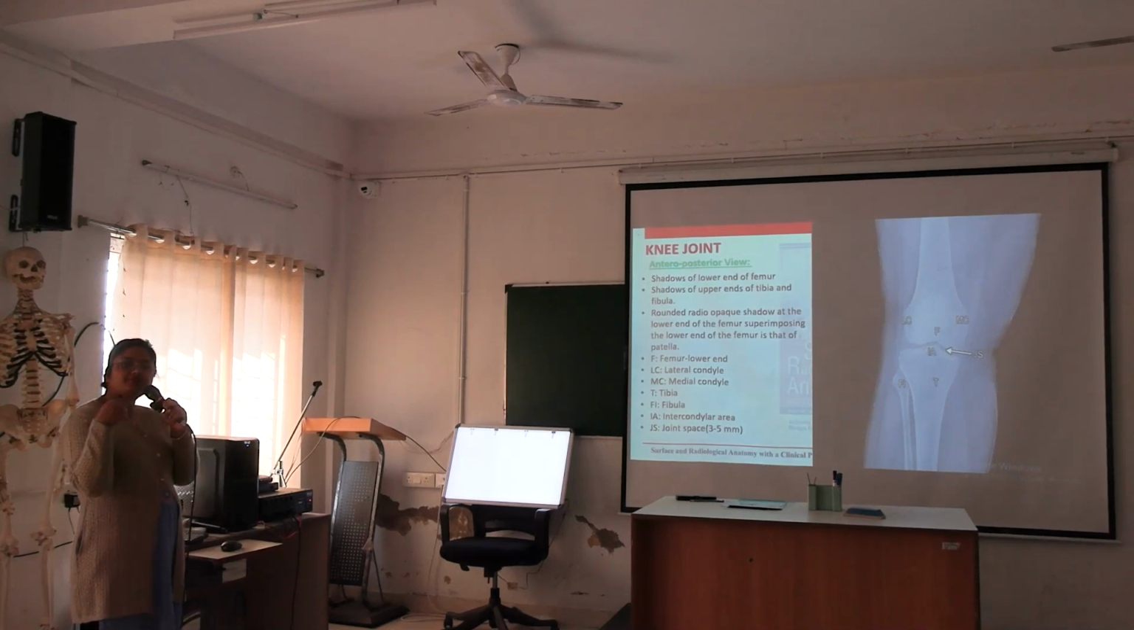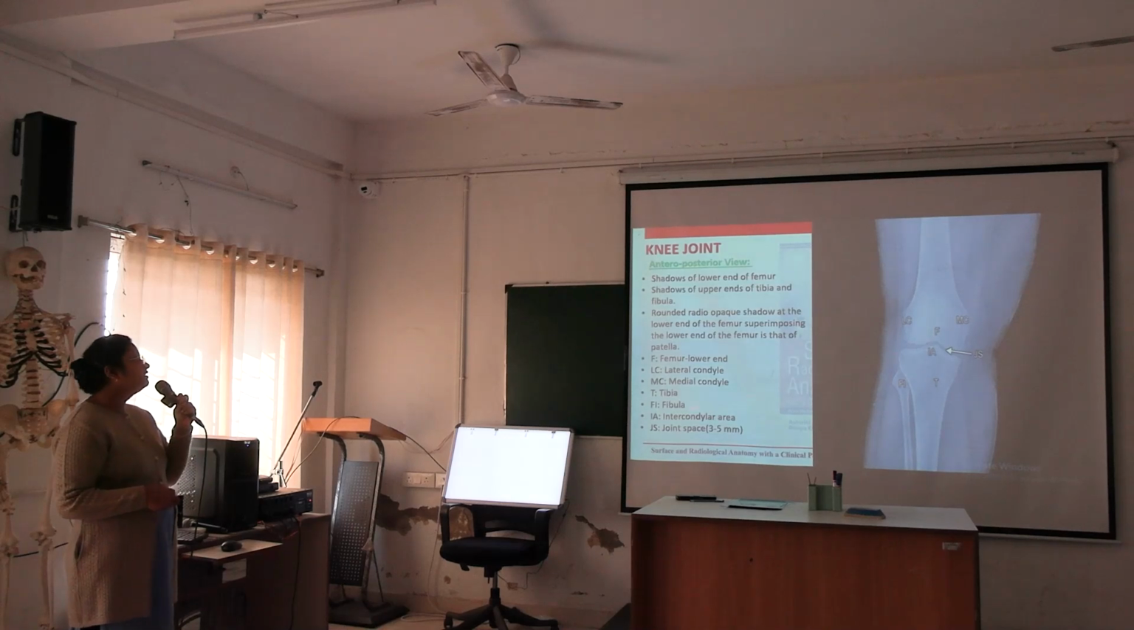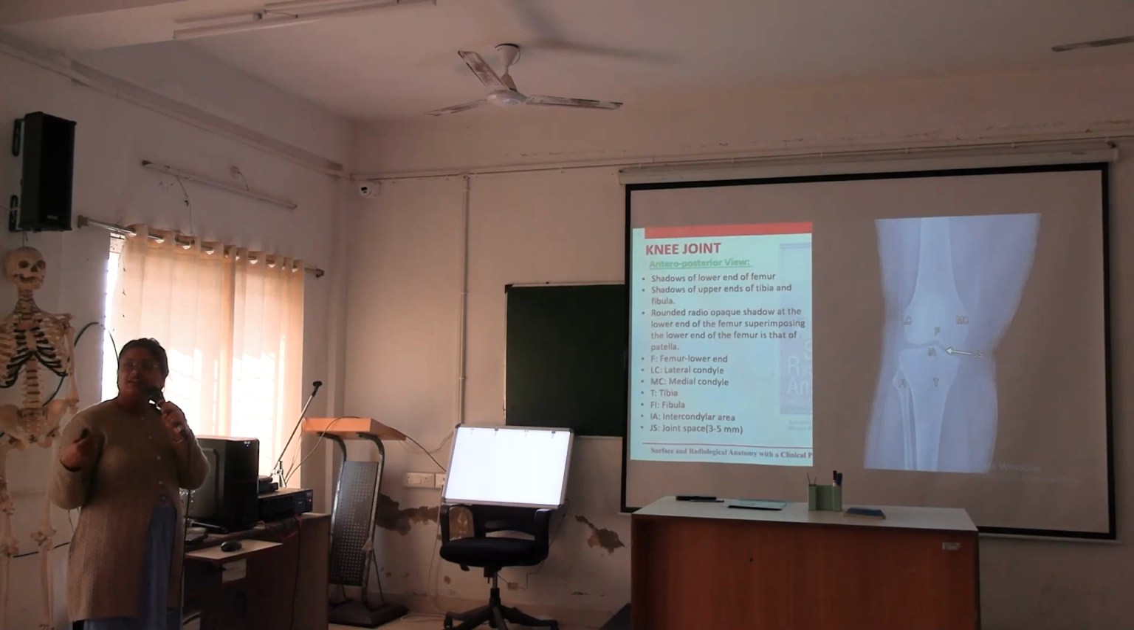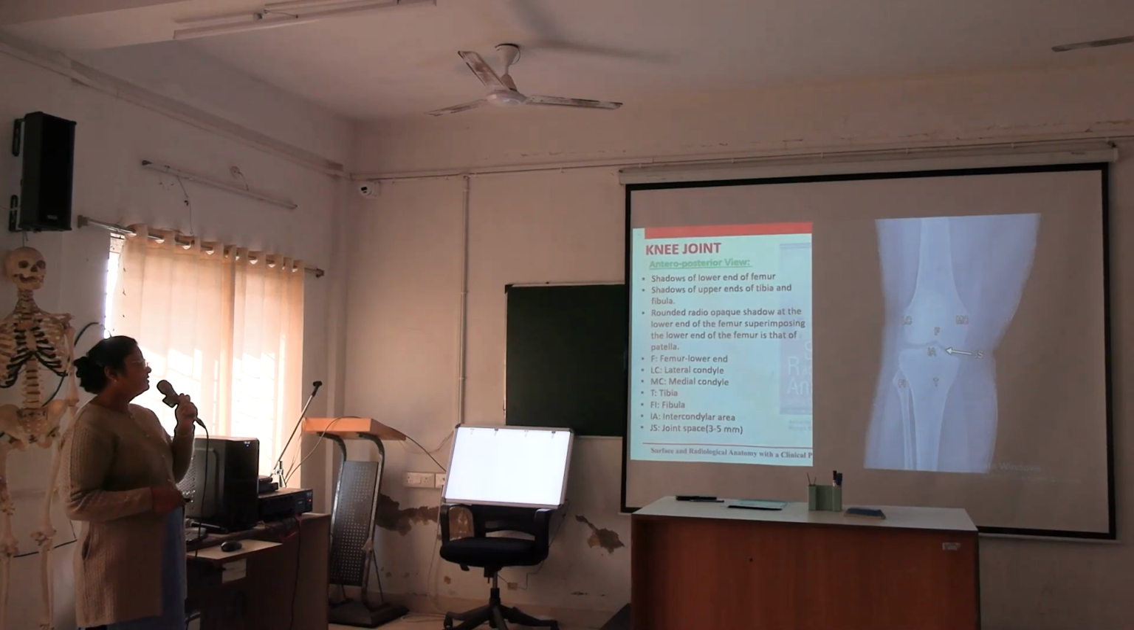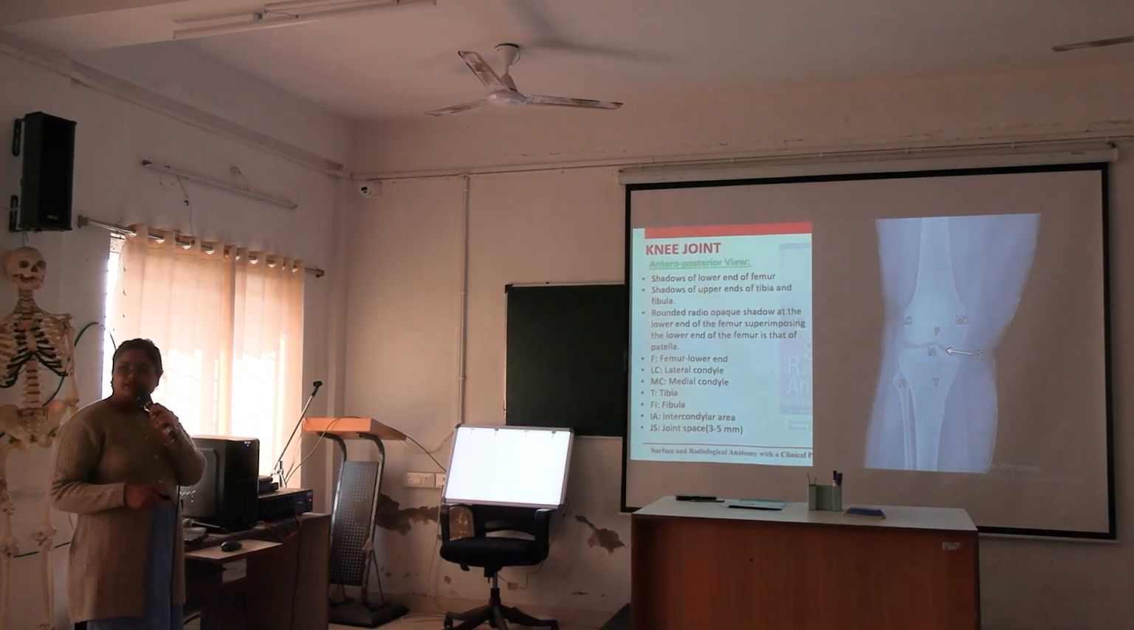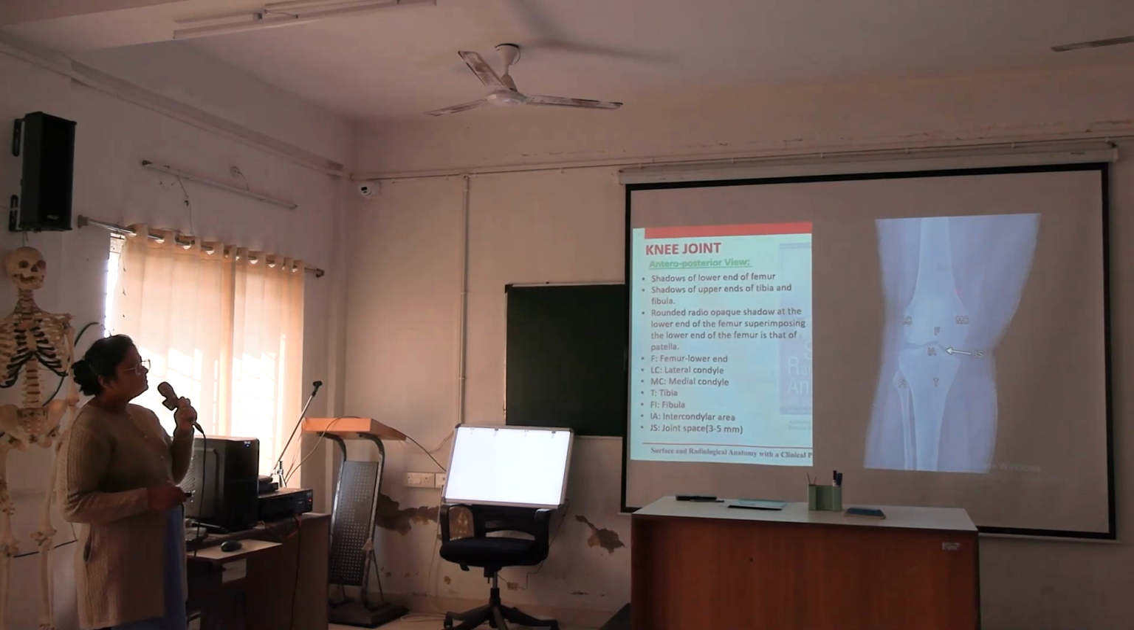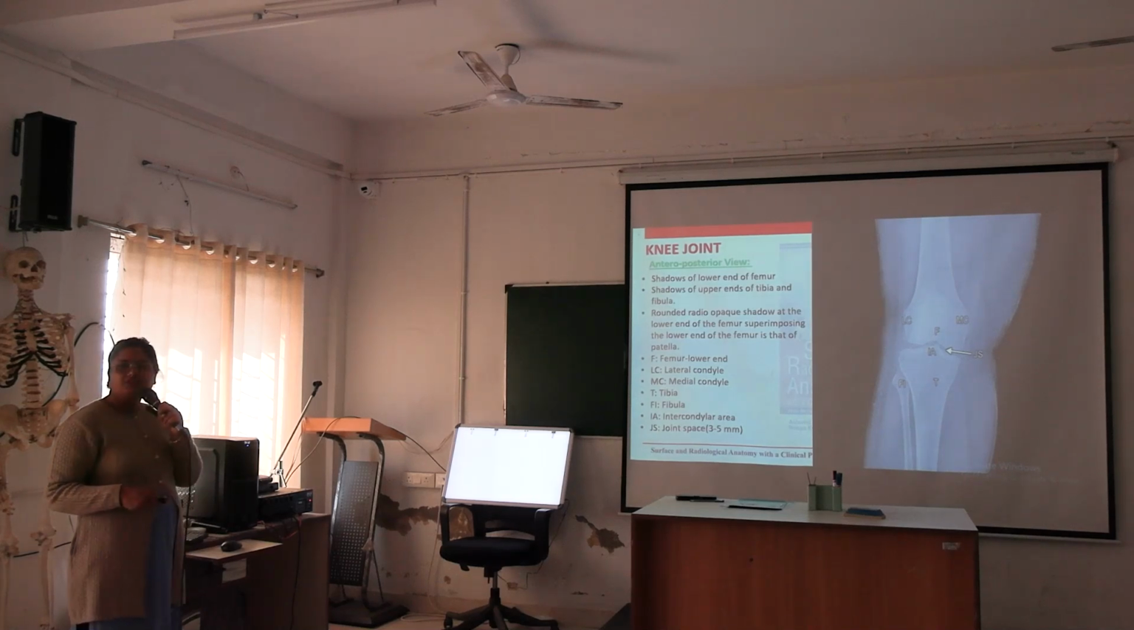Okay, there are two tubercles in the intercondylar area, and JS is joint space. Here, this radiolucent area in between two bones where synovial fluid is lying and menisci are lying. This is joint space. Okay, joint space is about 3 to 5 millimeter. Okay, understood? So all this structure you will see in anterior-posterior view of X-ray of knee joint.